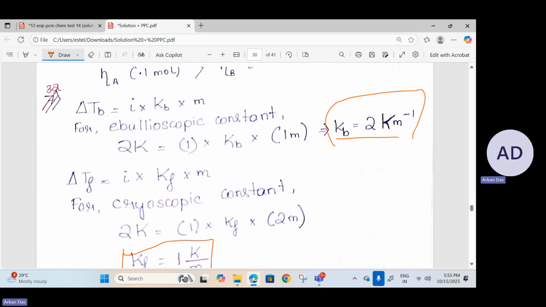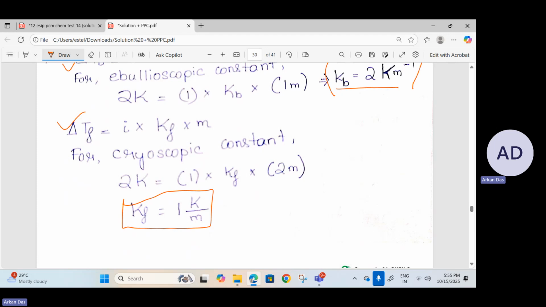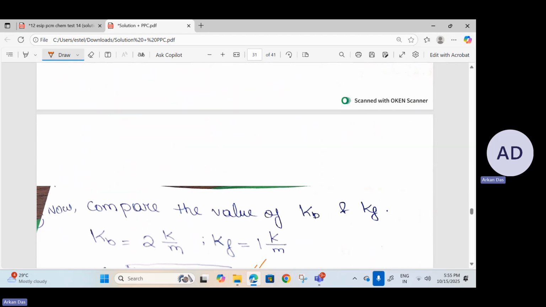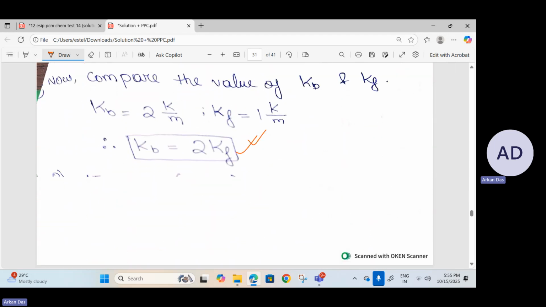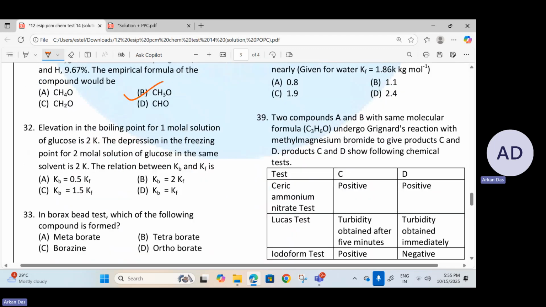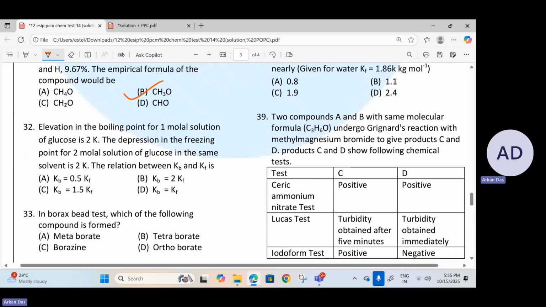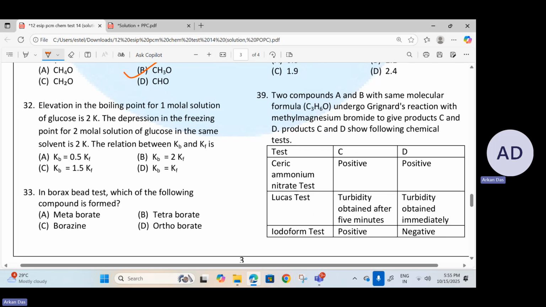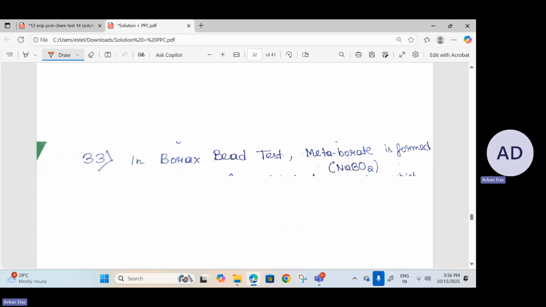Just find out the relation or the equation of delta Tb, find out the equation and relation of delta Tf, equate both of them, and once you equate both of them, you are going to get value Kb equals to 2 Kf. That's it. Question number 33 says, in borax bead test, which of the following compound is formed? Easily we know metaborate is formed. In this case, metaborate has the formula NaBO2.